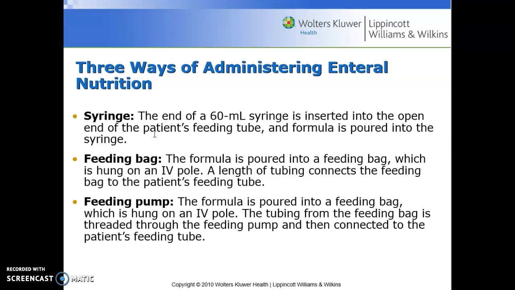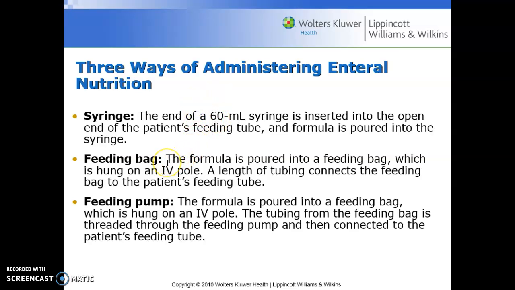With that being said, we need to make sure that this patient's head of the bed is elevated 30 to 45 degrees because we don't want this feeding running out of their stomach and back up their throat and possibly getting into their lungs. So making sure that that patient's head of the bed is elevated and we've checked placement is also important. But this is gravity. We use that syringe. We pour the feeding in and let gravity take it in.